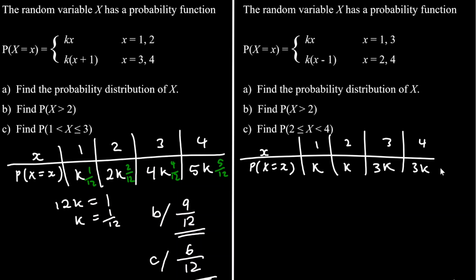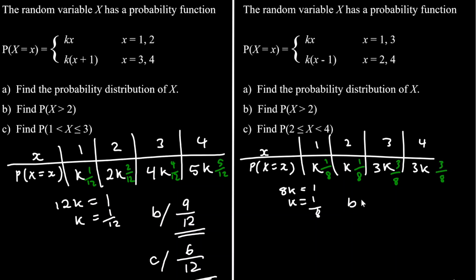So all of the probabilities have to add up to 1. k plus k plus 3k plus 3k is 8k. So 8k is 1. k is 1/8. So we've got 1/8, 1/8, 3/8, and 3/8.